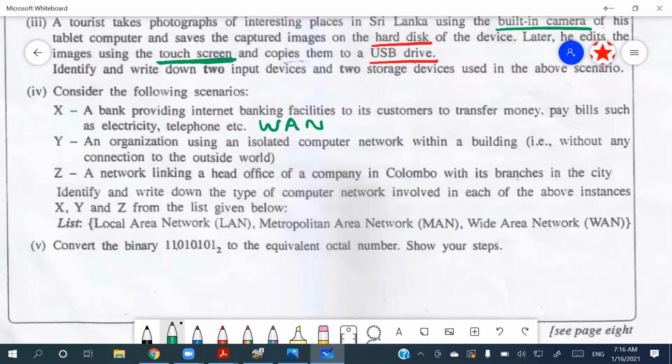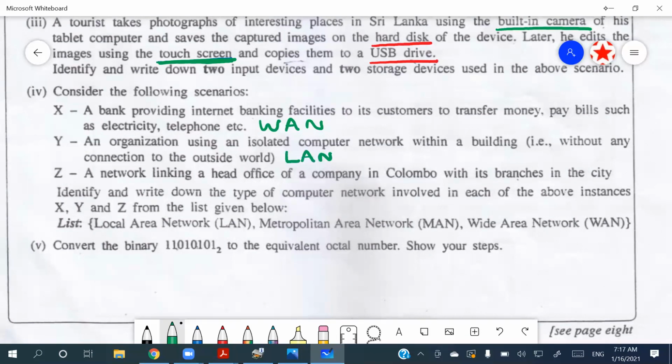Next, an organization uses an isolated computer network within a building, without any connection to the outside world. It specifically said that, right? So it means it's a very small geographical area, within a building. So it's a limited geographical area and no connections to the outer world. So it has many reasons to name it as a LAN, local area network.